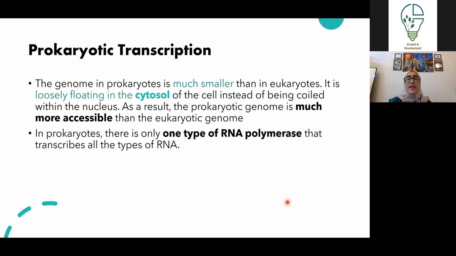And one more thing, there's only one polymerase in prokaryotes that produces all the kinds of RNA in the prokaryote. It's not different kinds, it's one single one which produces all types. So mRNA, hnRNA, whatever kind of RNA that you need in the prokaryotes, that same polymerase is doing all that.